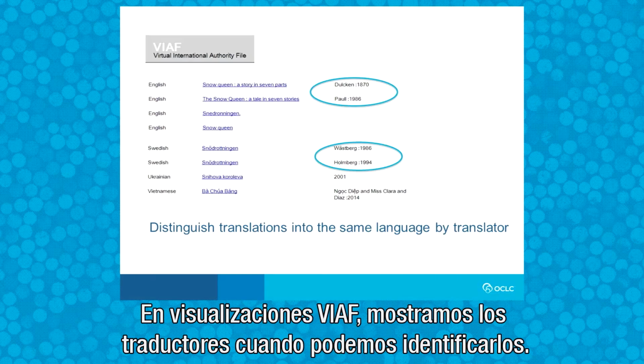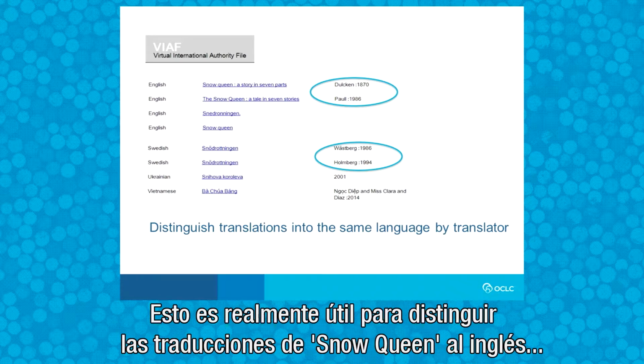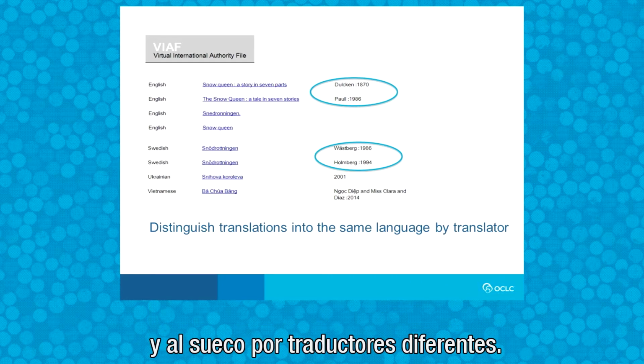This is a Danish work translated into French that was then translated into Vietnamese. In VF displays, we're displaying the translators where we can identify them. This is really useful to distinguish the Snow Queen translations into English and into Swedish by different translators.